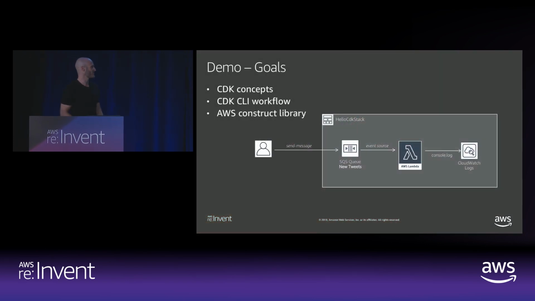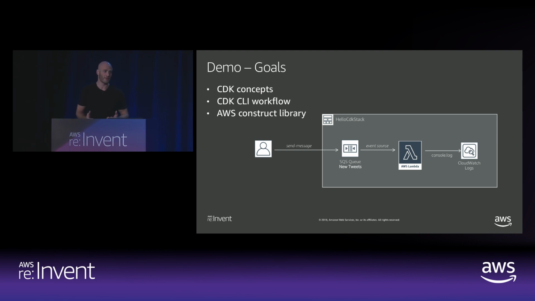So, hello, world, right? We got to start with that. That's what we came up with. It's a queue. You send a message to the queue. A Lambda function consumes the message from the queue and writes the contents of the event to CloudWatch logs. Pretty simple architecture.